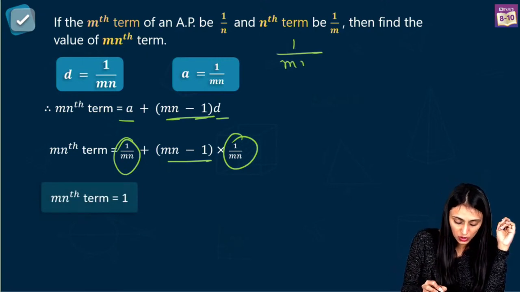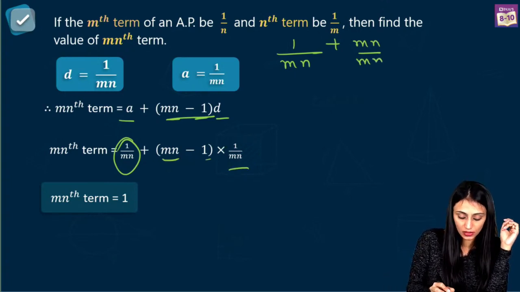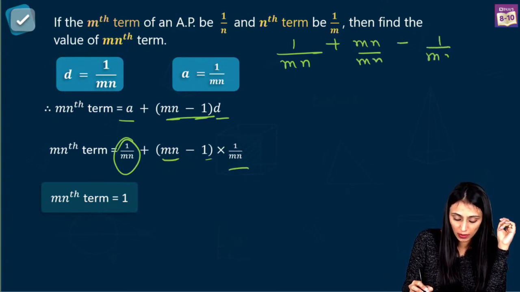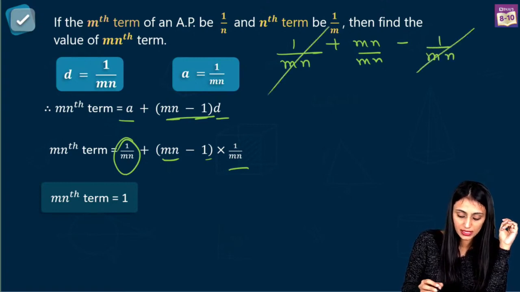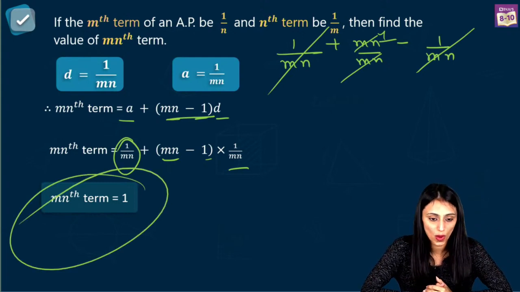Let me show you the step. So 1 by mn plus mn by mn. We are multiplying this 1 by mn with this, and with minus 1 also, minus 1 by mn. So what is happening here? This gets cancelled. This gets cancelled. We have 1. So the final answer is 1.